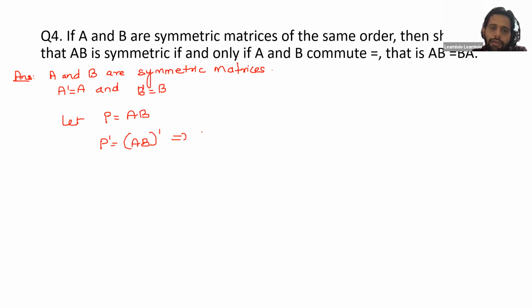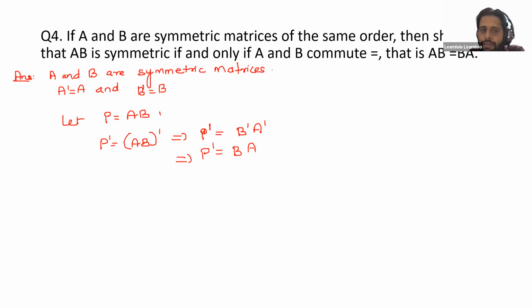So we will get P transpose is equal to B transpose into A transpose. Now, we already know that B transpose is equal to B. This is given in the question. Similarly, A transpose is equal to A. So P transpose, we will get BA. Now, what we need to show is that this is symmetric. That means we need to show P transpose is equal to P.